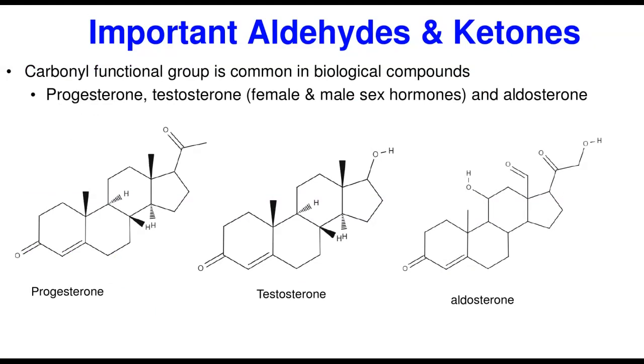Now, other important ones we're going to look at, particularly those that have some biological connotations. The carbonyl functional group can also be found in biological compounds. Common biological compounds we will see here are progesterone, testosterone, which are the female and male sex hormones produced in the gonads, and aldosterone. Progesterone, of course, is a female sex hormone. It is produced in the ovary.